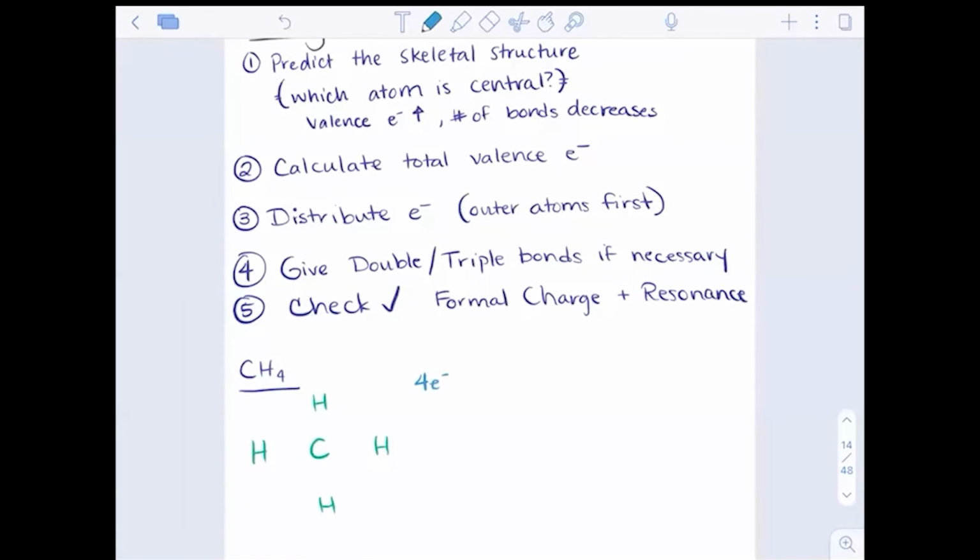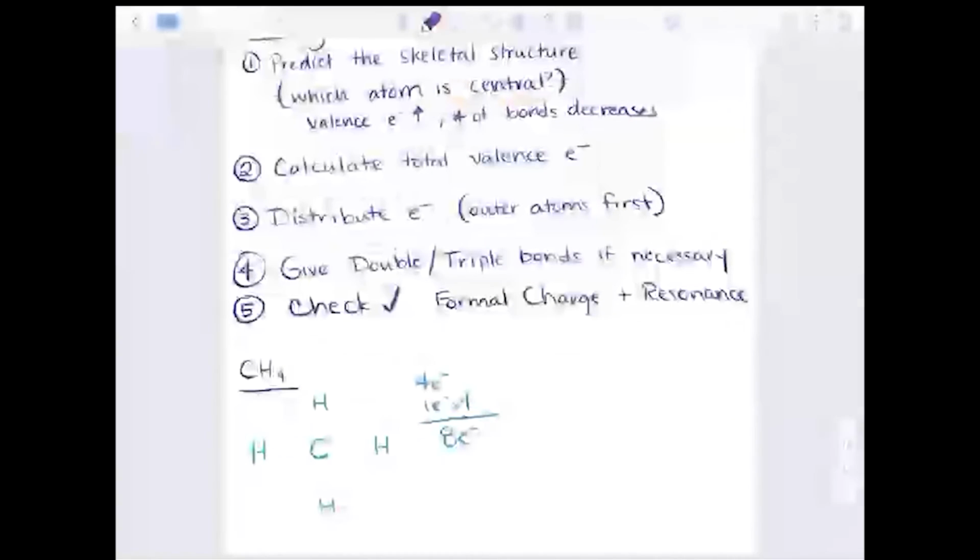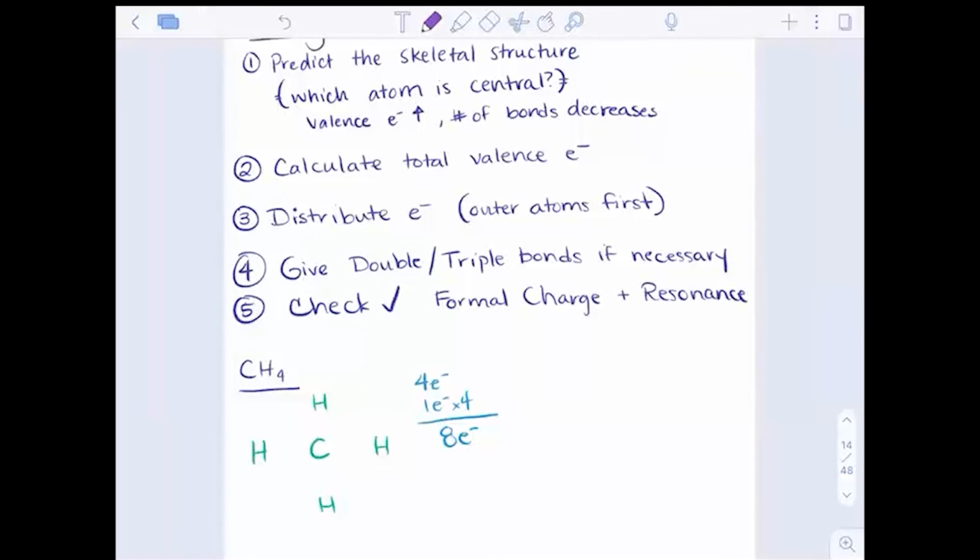Carbon brings 4 electrons to the table. Hydrogen brings 1, but there are 4 hydrogens. So that's a total of 8 electrons. Wonderful. Step number 2, done. Step number 3, start to distribute these 8 electrons.